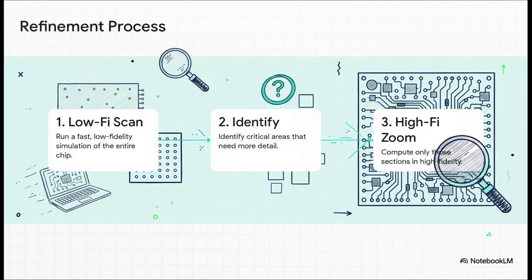The next trick is a process called progressive refinement. So first, the laptop runs a super fast, kind of blurry, low-detail simulation of the entire chip. This just gives it a rough sketch of what's going on. Then, it intelligently pinpoints the hotspots, the really critical areas that need a closer look, and only then does it pour its resources into simulating just those sections in super high detail.